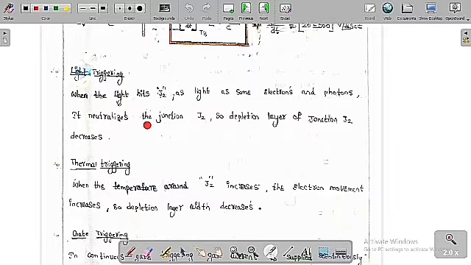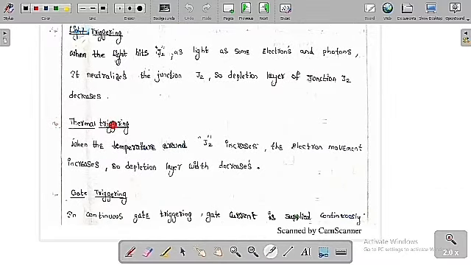By using the light, we point at the junction J2. Because the light has some electrons and photons, it hits the junction J2, and the junction J2 width gets decreased. So depletion width decreases, which means breakdown voltage decreases. So now it can easily turn on.